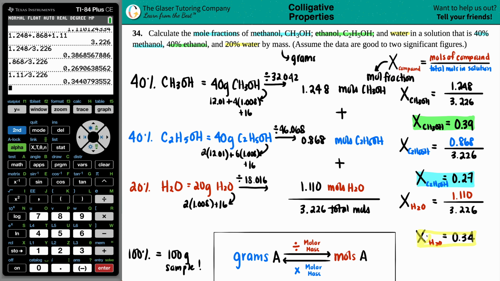And now, since we have 3 components in our solution, we could always do a check. Because if you add up all of your mole fractions, what total number should we get? If I add up all these numbers, this plus this plus this, the highest fraction of them all is 1 divided by 1, which is 1. And there it is. So check is perfect, and we are good to go.